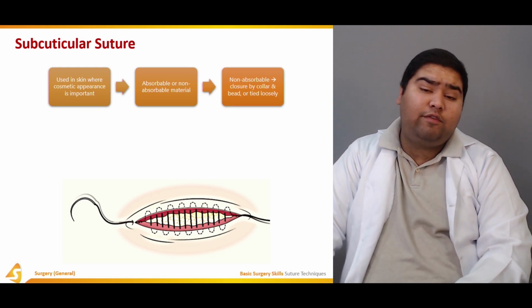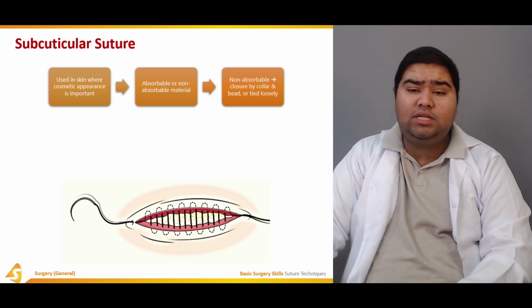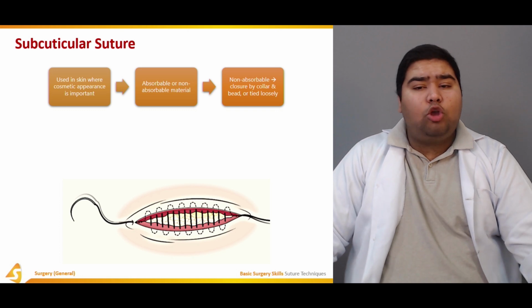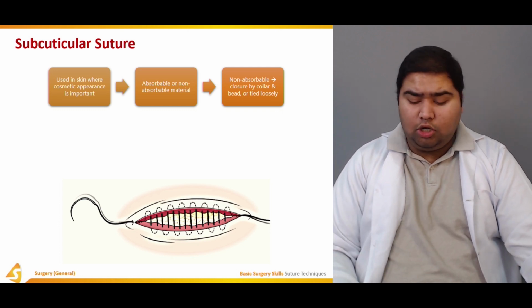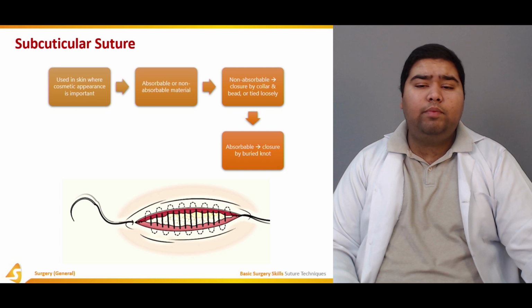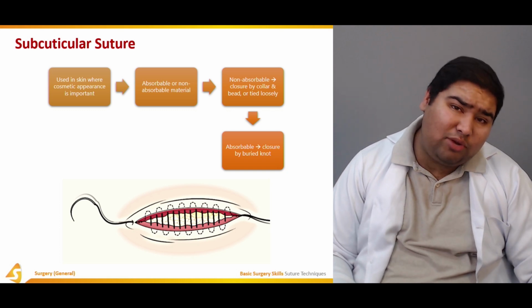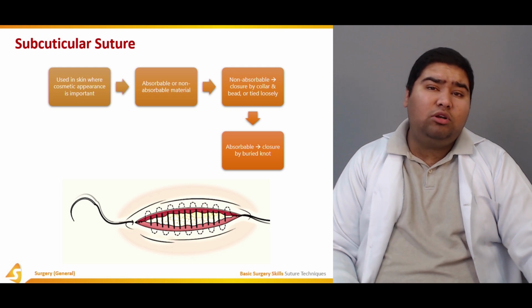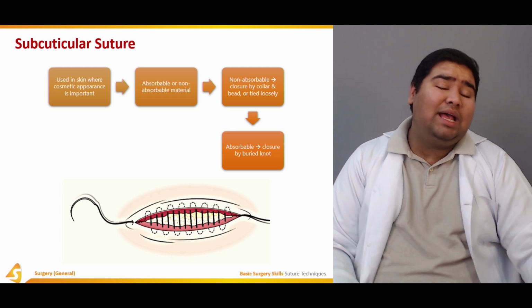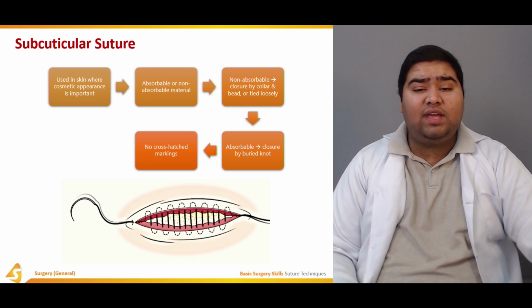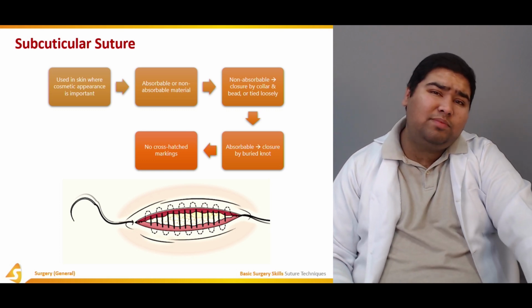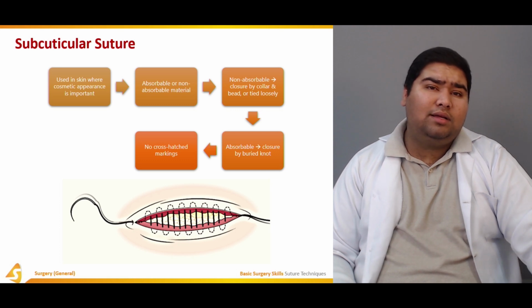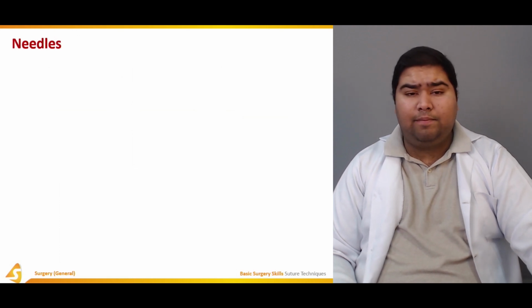So what type of absorbable material? Non-absorbable material first. So non-absorbable material can be either collar bead or it can be tied closely. Now the absorbable suture is tied with the help of a buried knot. So buried knot does not leave wrinkles and the cosmetic appearance is very nice. There's no cross-hatched marking as in typical interrupted sutures, and there's very nice healing.